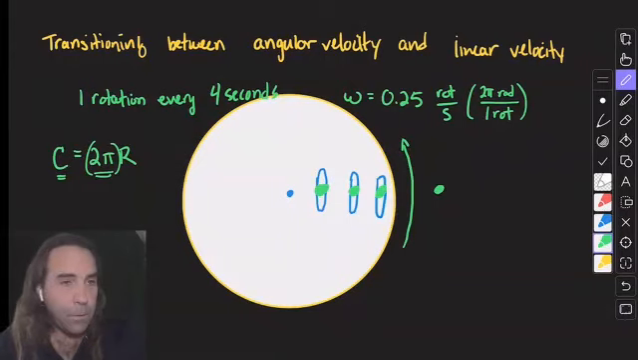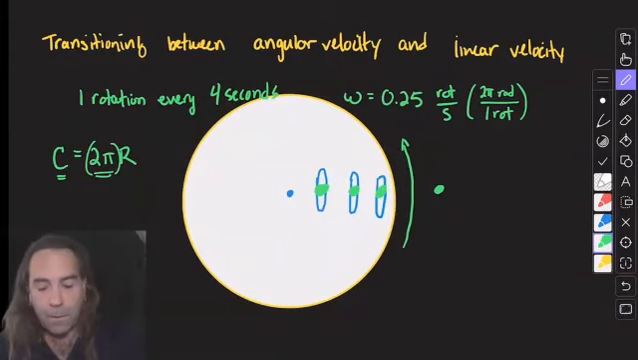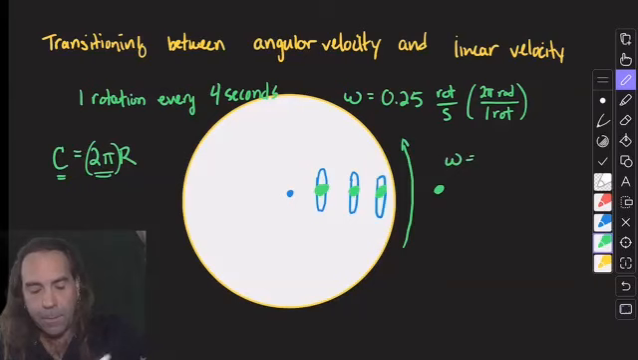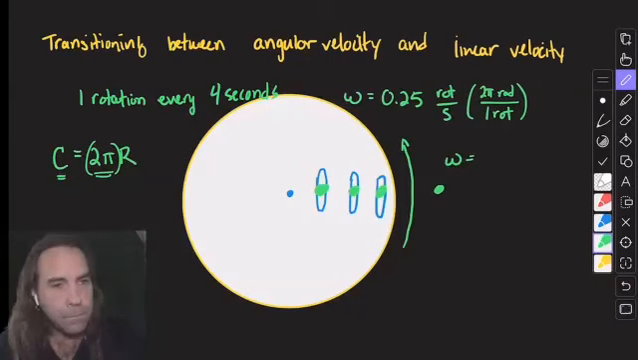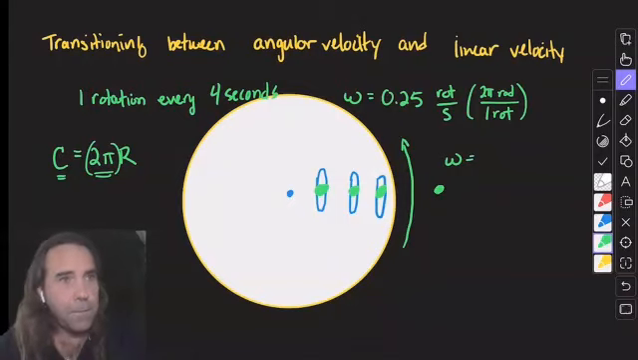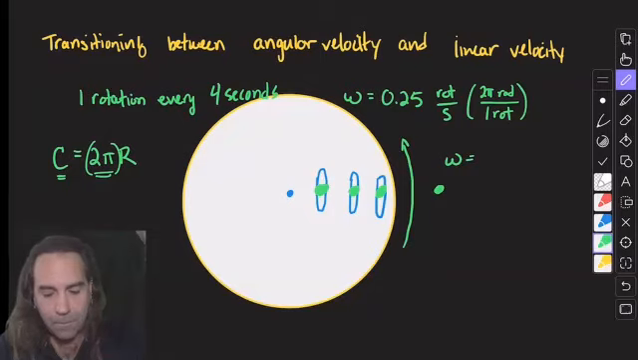Now, I'll ask real quick, because this one's pretty straightforward. Somebody give me my angular speed here in radians per second. Mr. Shelton waits patiently. Is it 1.57? Sounds about right.